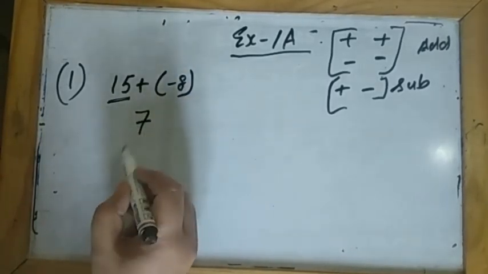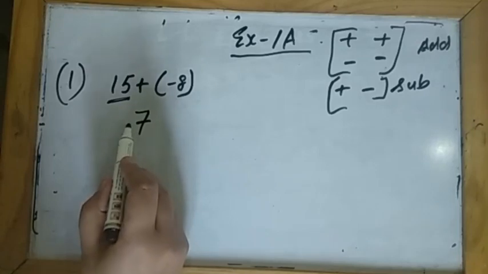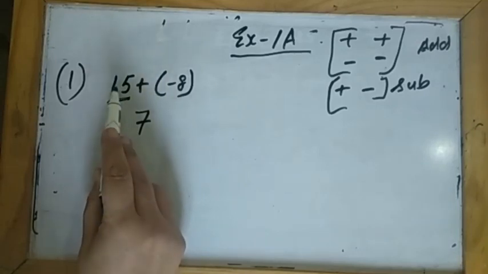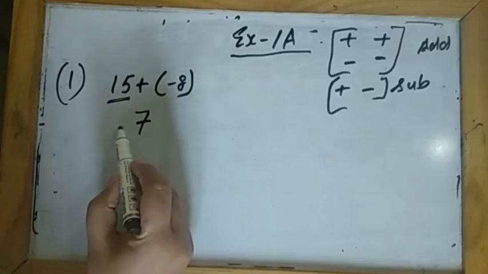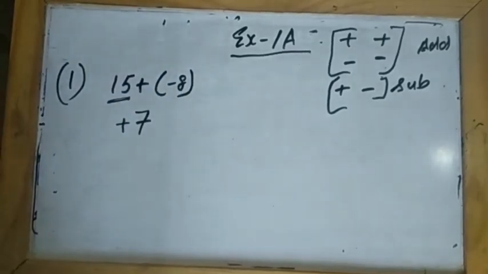And what about the sign? The sign will be of the greater integer. Which integer is greater? 15 is greater and it's positive. So your answer will be positive.